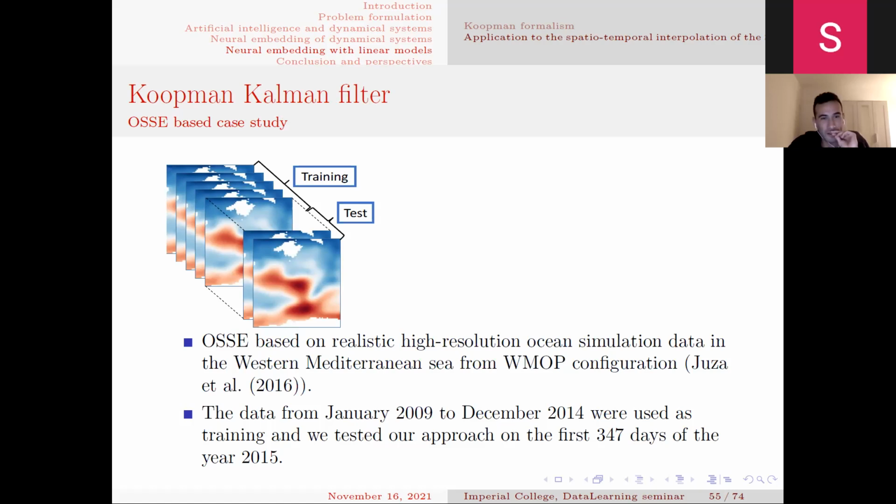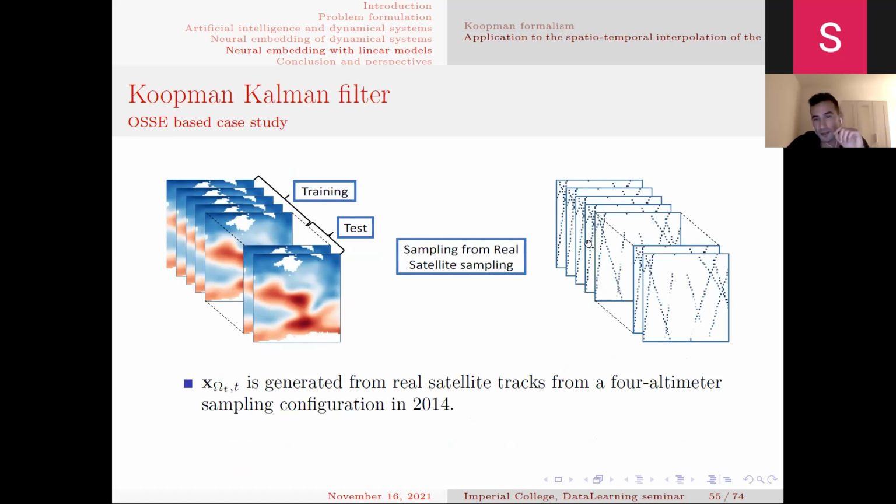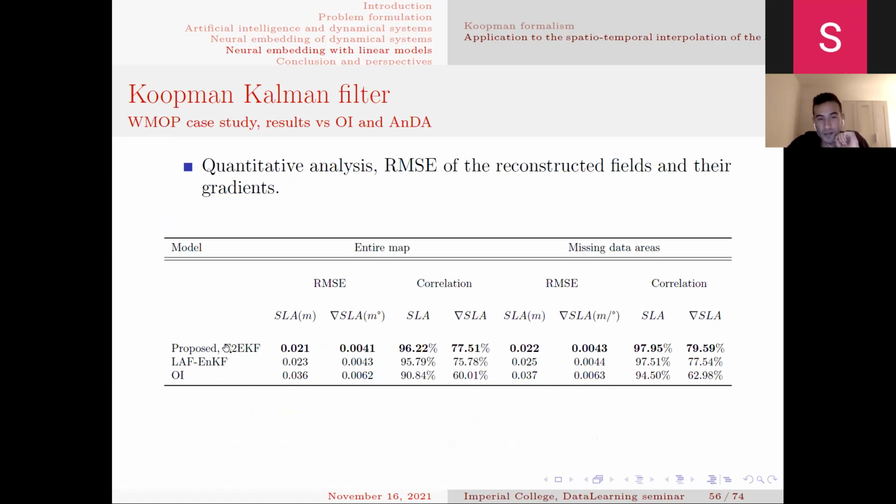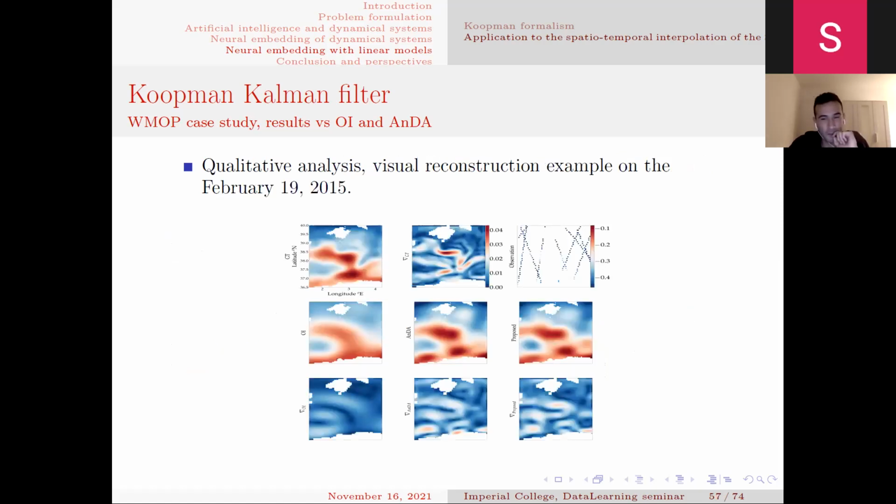We are working on an OSSE-based case study, based on the WMOP simulation. We divide WMOP into training and testing sets, and we sampled observations from real satellite tracks from four altimeter configurations in 2014. When we compare the proposed framework to classical optimal interpolation, we get an extremely good improvement. And when comparing to local analog data assimilation, we do slightly better in the reconstruction of the mean. There is no uncertainty in here.